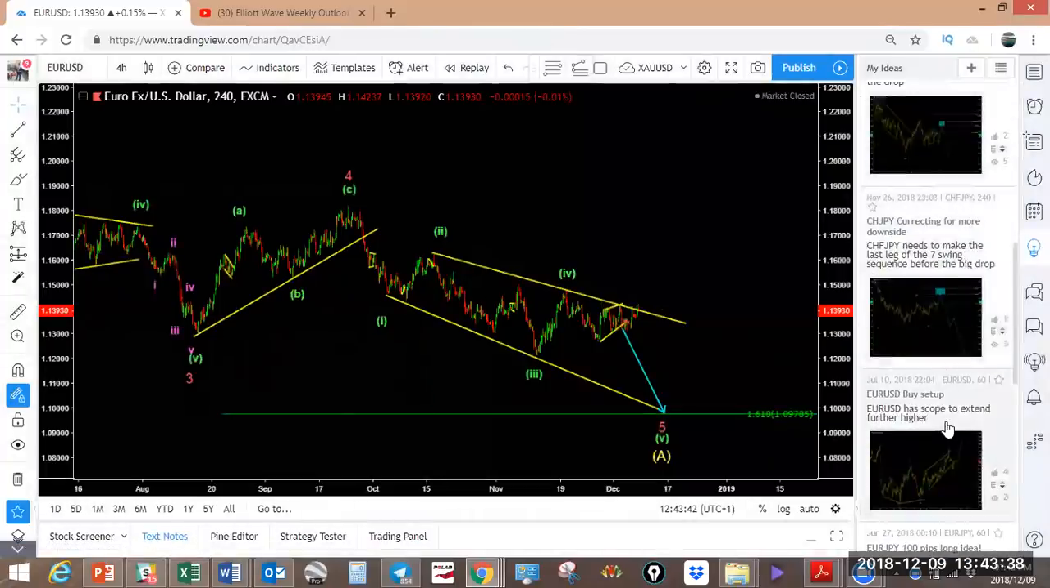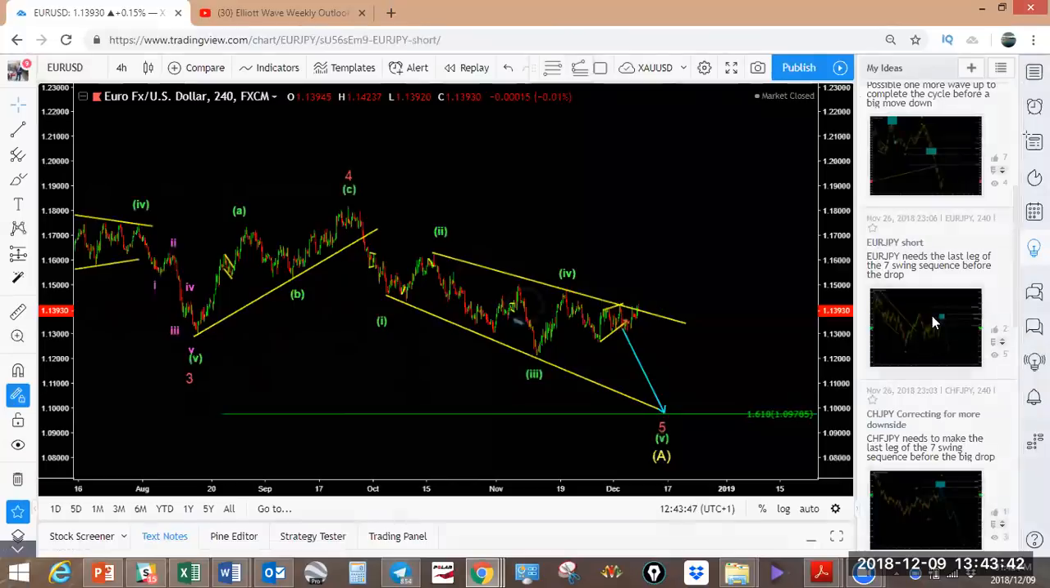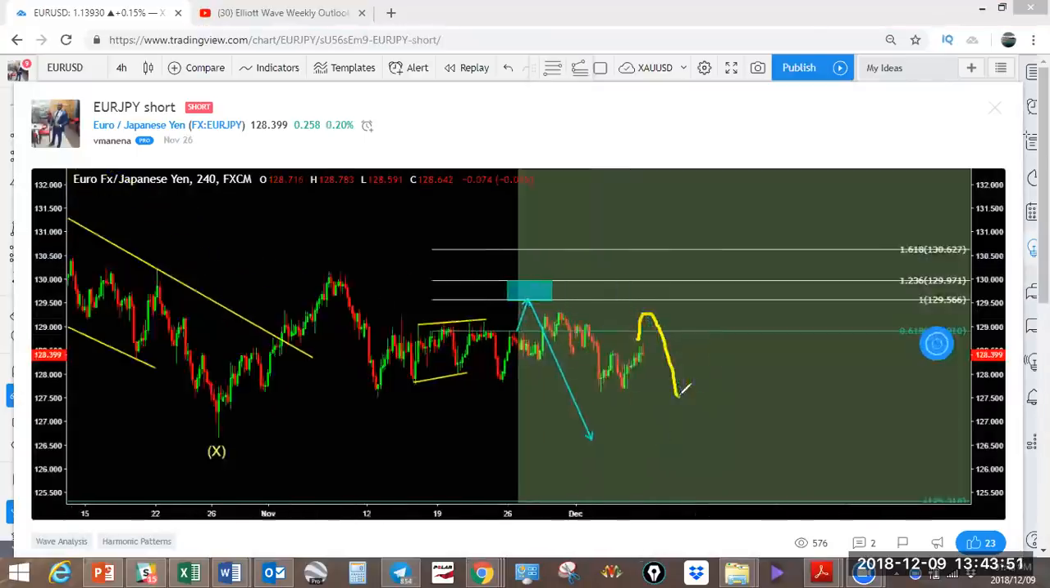Also posted, what else did I post here? I posted Euro JPY. Look how amazing this is. Same thing. We know exactly where this should go before it goes up. So the strategy will always tell you.